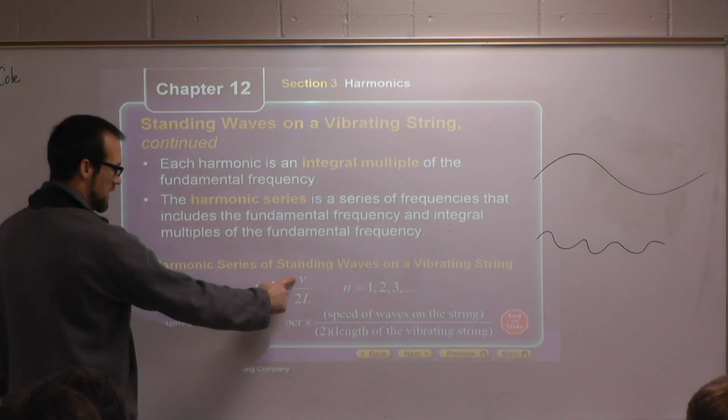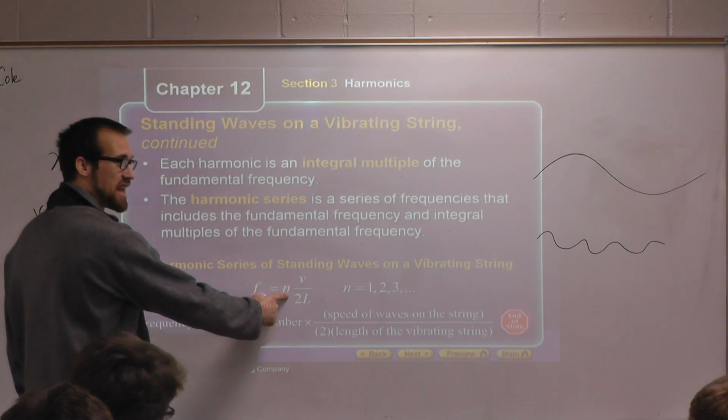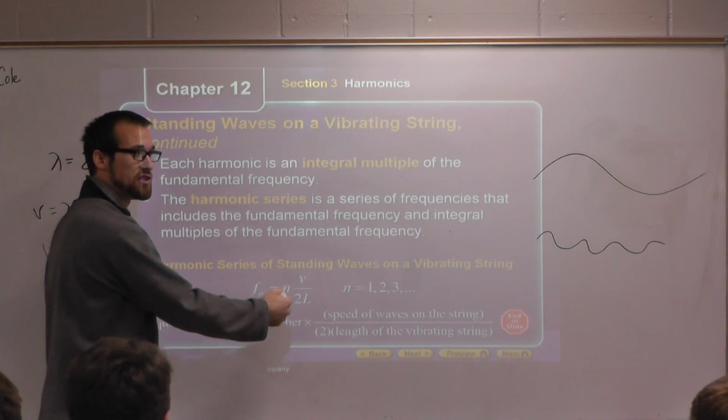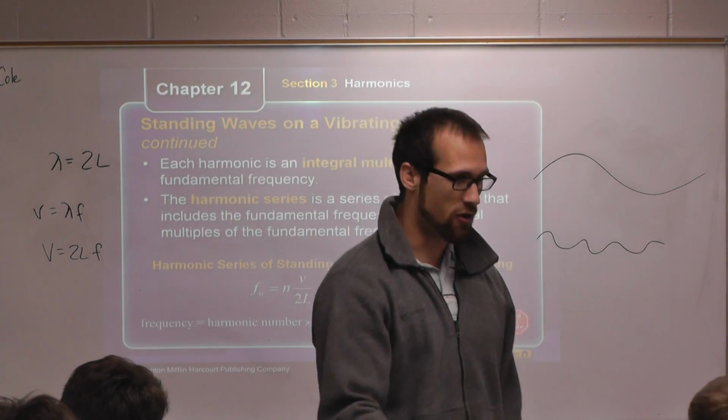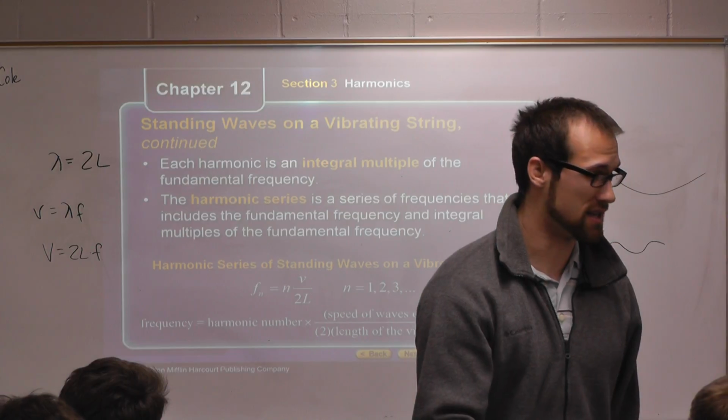V divided by 2L. The N is just saying that's the whole number integral that you can multiply by the fundamental frequency to get the second, the third, the fourth, the fifth harmonic. Does that make sense?